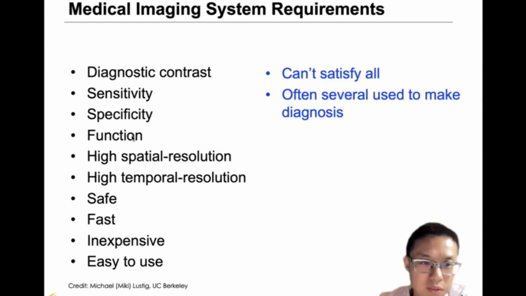And oftentimes it needs function. So we have anatomy and function. For medical imaging, anatomy shows the structure of the body, and function basically shows some of the functions like metabolism. And of course, high spatial resolution and also high temporal resolution.